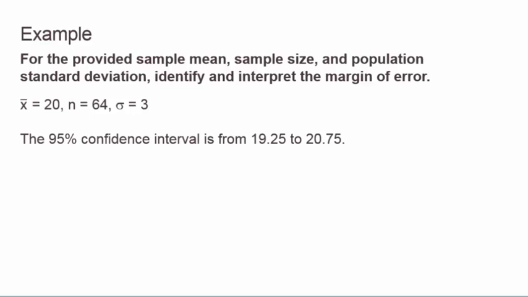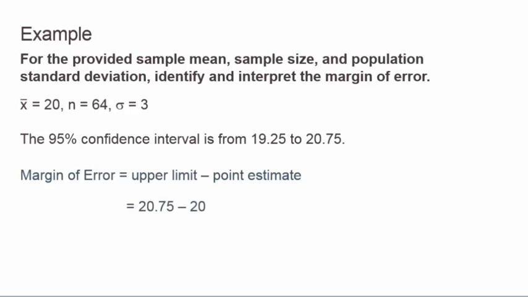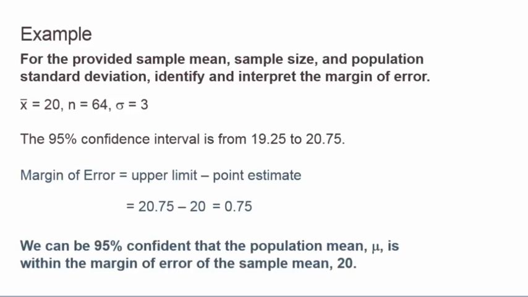Next in our example, we want to identify and interpret the margin of error. So I have my information from earlier that x bar equals 20, n equals 64, sigma equals 3, and the 95% confidence interval is from 19.25 to 20.75. We are going to use margin of error equals upper limit minus point estimate, which is 20.75 minus 20, which gives us 0.75. To interpret, we can be 95% confident that the population mean mu is within the margin of error of the sample mean 20.